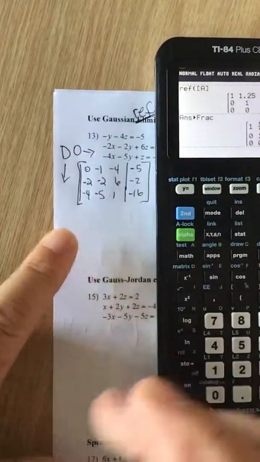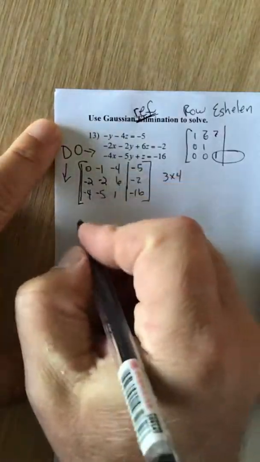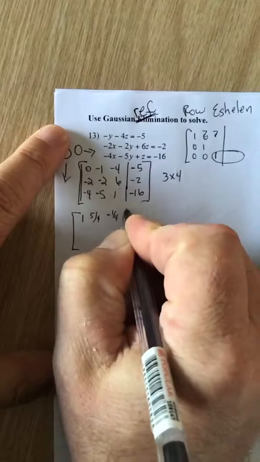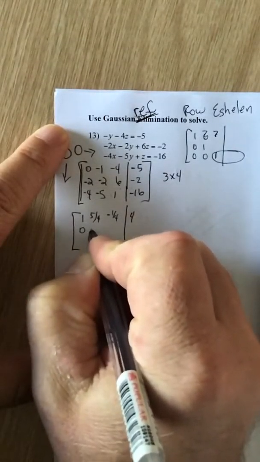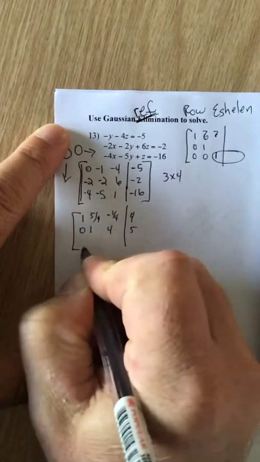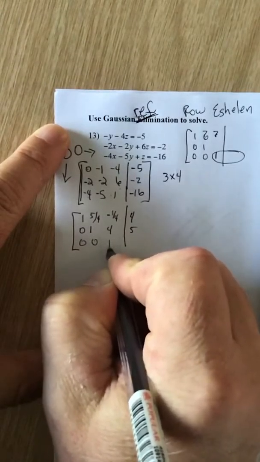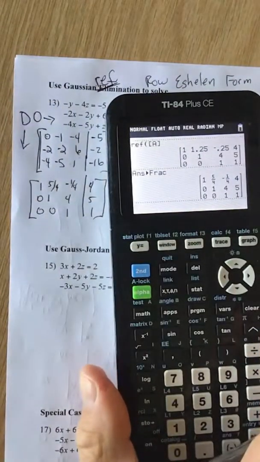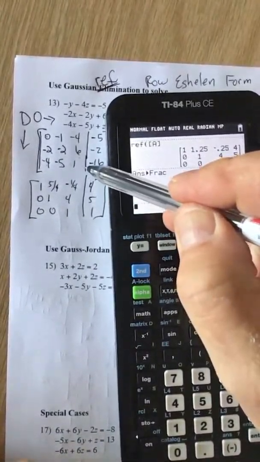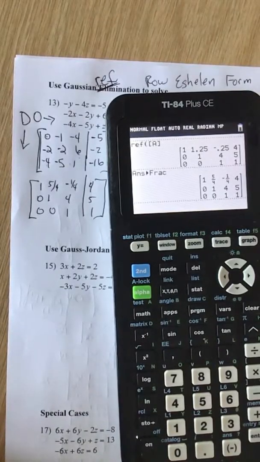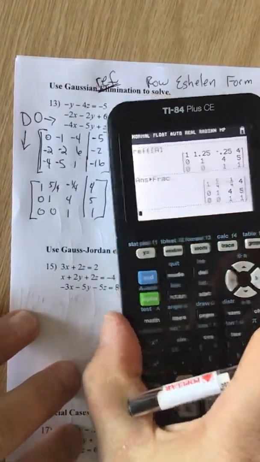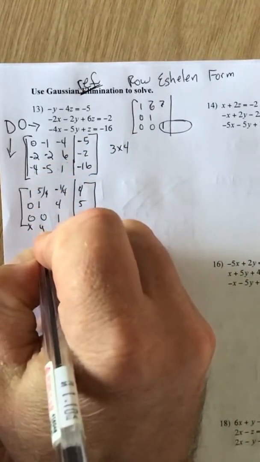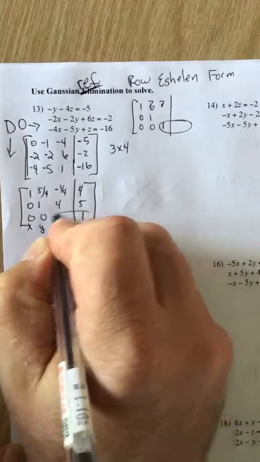Okay, so row echelon form, I'm going to write that down over here, is we got 1, 5/4, -1/4, answer 4, 0, 1, 4, 5, 0, 0, 1, 1. Okay, that's what was on the calculator. That's what I have on my calculator. Now the calculator doesn't put this little answer bar, but we know that that answer bar should be there. Okay, Gaussian elimination now. Remember, this was X, this was Y, this was Z, and these were the answers.